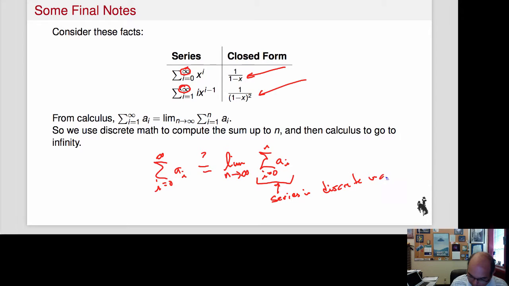We find those results using the techniques that we already covered in this class. And then we have this part where we take the limit. That's actually calculus, the part where we need to use calculus to be able to do it. And so these series that go out to infinity are defined kind of in the intersection, or I guess I should say the union, of discrete math and elementary calculus ideas.